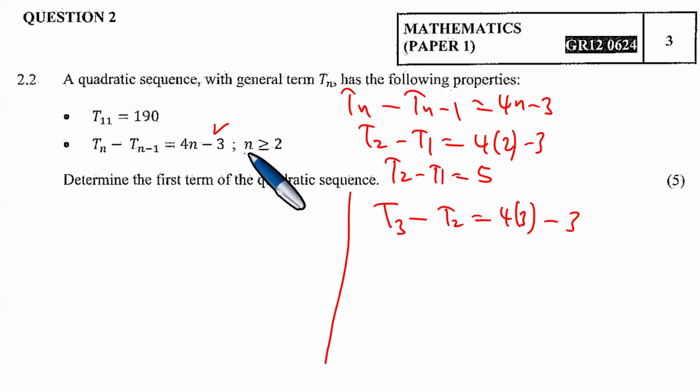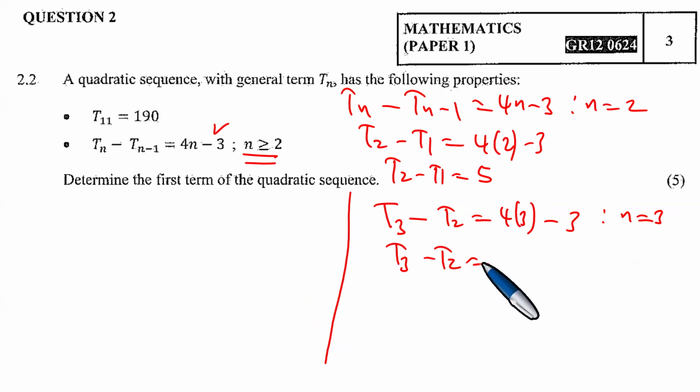It works only if we have n greater than or equal to 2. So now at n equals 3, obviously here we're at n equals 2, and here we're at n equals 3. So we have T3 minus T2 equals 4 times 3, which is exactly 12, minus 3, and that gives us exactly 9. Okay, so what is the meaning of this here at this point?